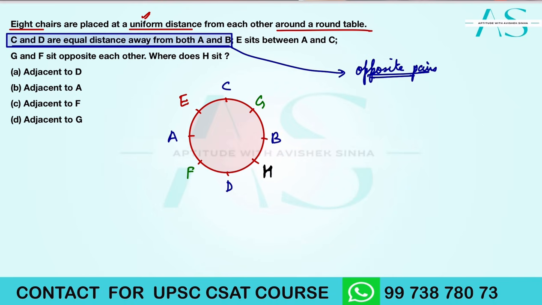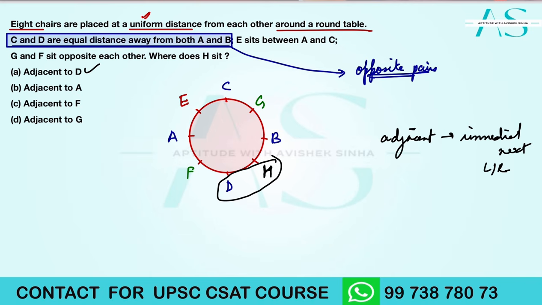Adjacent means next. Keywords: adjacent, immediate, next, left or right. Adjacent is immediate. Neighbors क्या है? Adjacent. Now, adjacent to D. Yes, adjacent to D. This is true. Adjacent to A? No. Adjacent to F? No. Adjacent to G? No. Adjacent means immediate next. So all the remaining are wrong. Only option A is our correct fit.